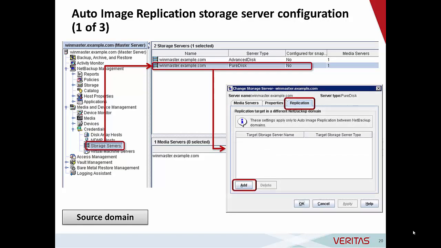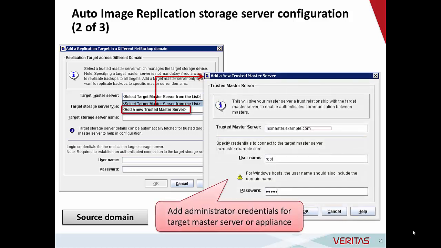We'll use a Veritas MSDP pool as our example. My first step in configuring Auto Image Replication: I go to Credentials and then Storage Servers, and I locate the storage server for my source MSDP pool. That will be listed as a PureDisk server type. Right-click and select Change, and then in the Change Storage Server Properties box, select the Replication tab, and then click the Add button to add replication targets.